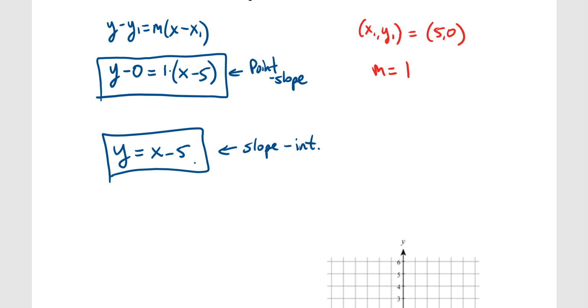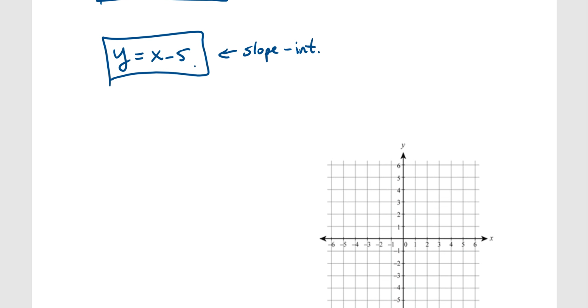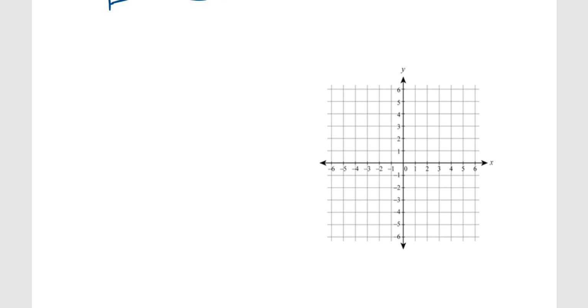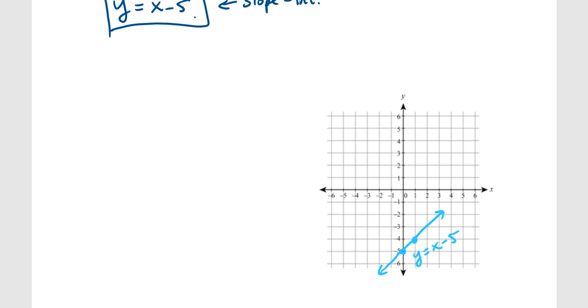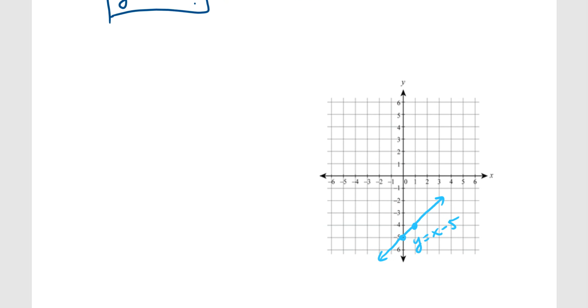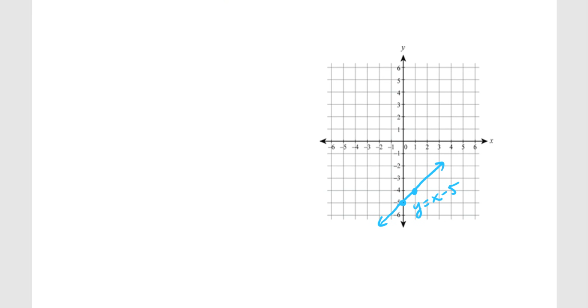So let's go ahead and just graph that. x minus 5, that's a y-intercept of negative 5, slope of 1, and that's going to look something like this. And the other line was y equals x plus 2. That's going to be y-intercept of 2, slope of 1, connect them, it looks like this. And once again, we can see that these are parallel, so we are good.